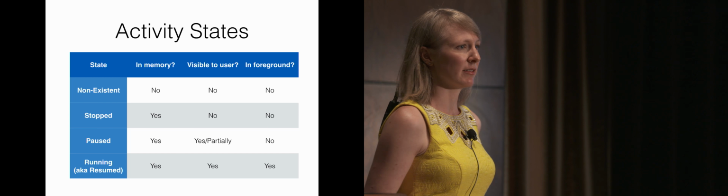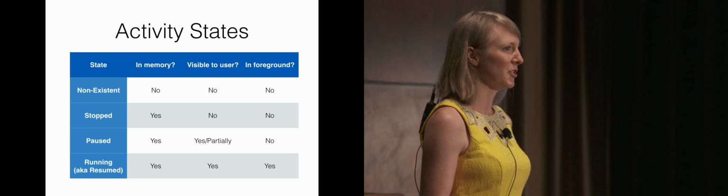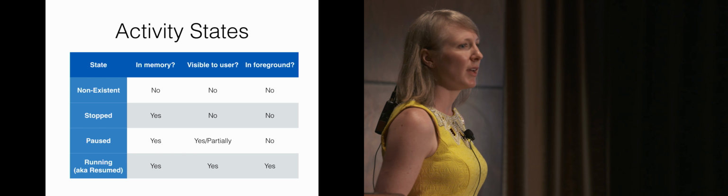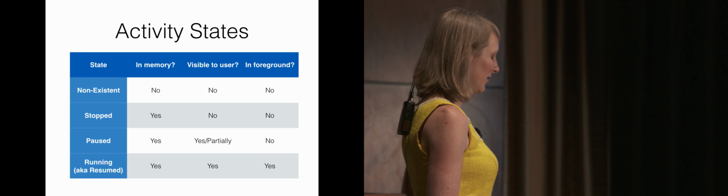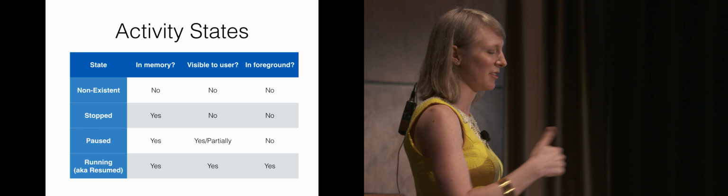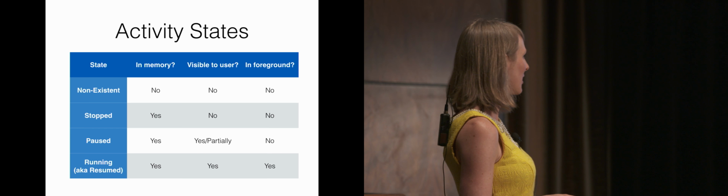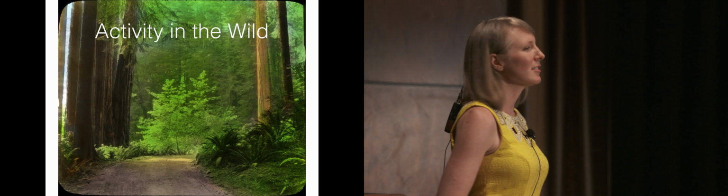And then finally, running. This is also called resumed if you check the documentation. A resumed activity is in memory, it's running, and it is in the foreground. This is where your activity is shining and the user is counting the number of people walking past them.